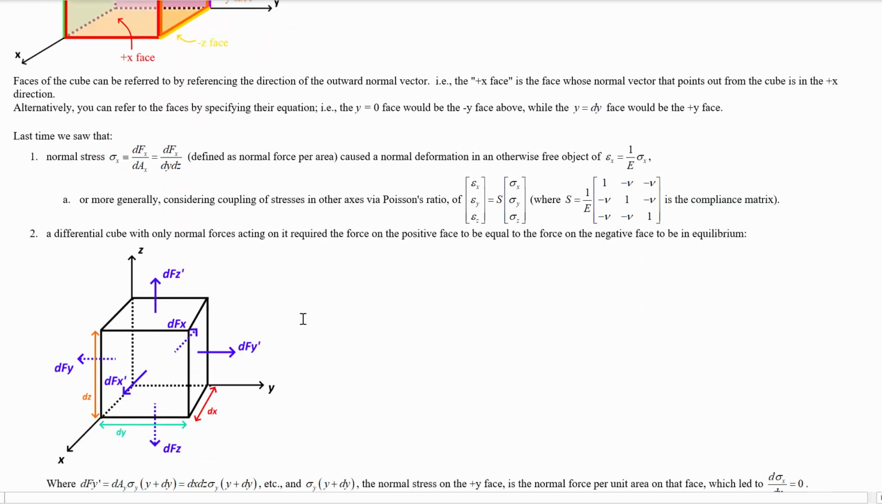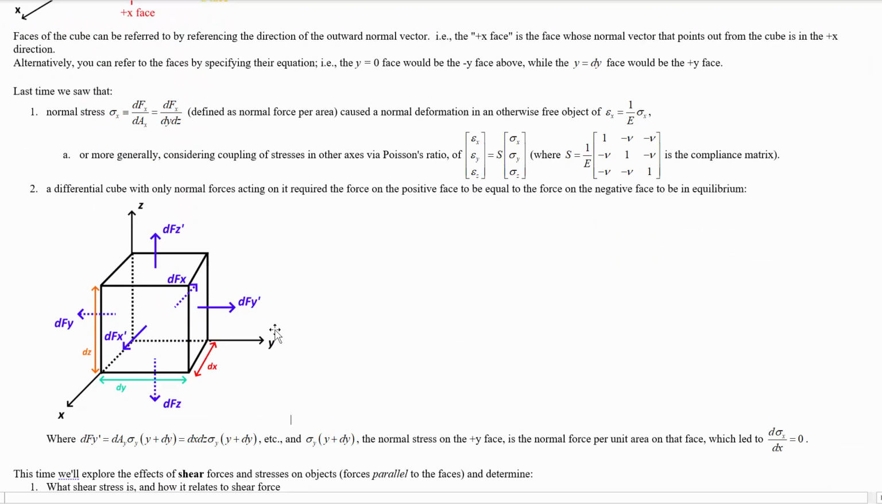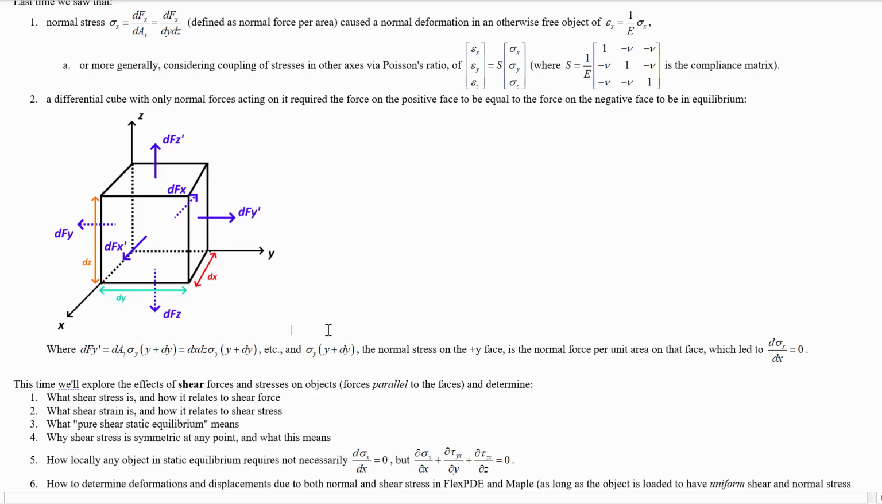And we had this result that allowed us to solve for the stresses, at least if there were only normal stresses involved, and we set up a situation where that was the case, which involved looking at a differential cube and saying, well, if there's only normal forces on this thing, which means there's only normal stresses in this object, then the partial derivative of the axial stress in any direction is 0. So the partial derivative of the x-directed stress in the x direction is 0. And the partial derivative of the y-directed stress in the y direction is 0.